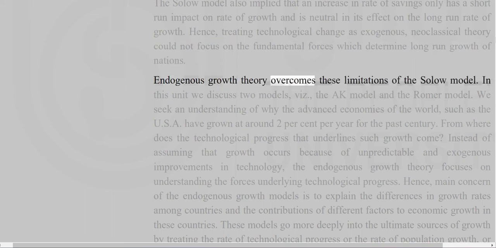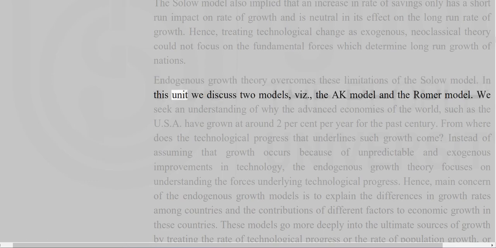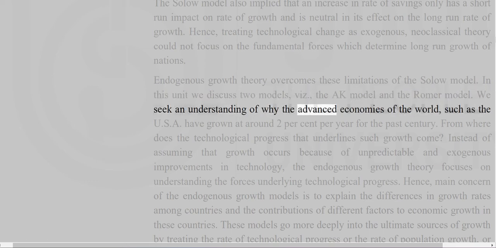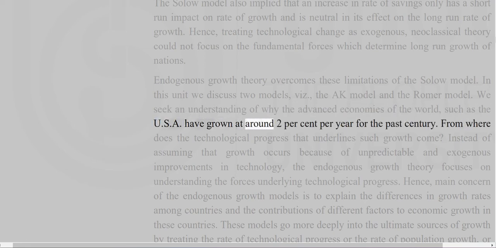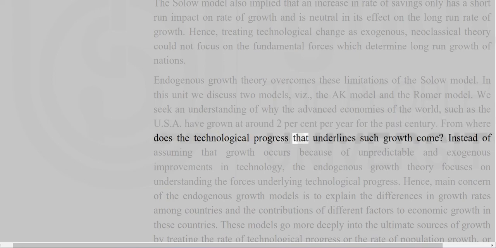Endogenous growth theory overcomes these limitations of the SALO model. In this unit, we discuss two models, viz., the AK model and the Romer model. We seek an understanding of why the advanced economies of the world, such as the USA, have grown at around 2% per year for the past century. From where does the technological progress that underlines such growth come?